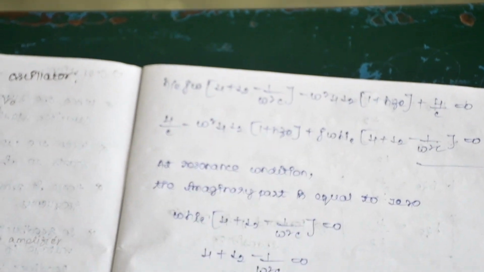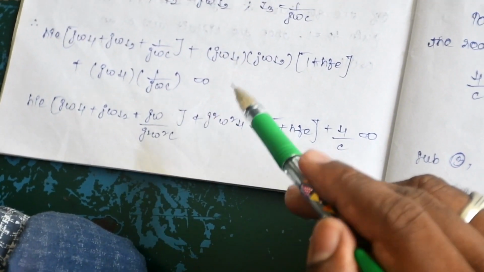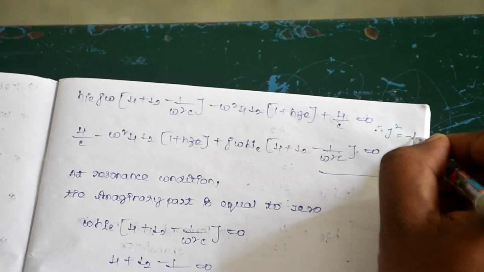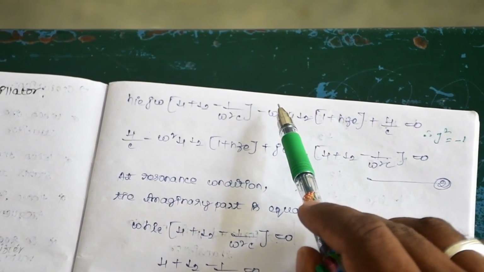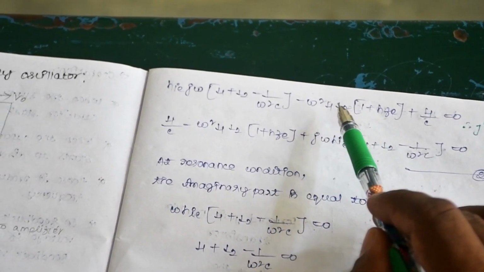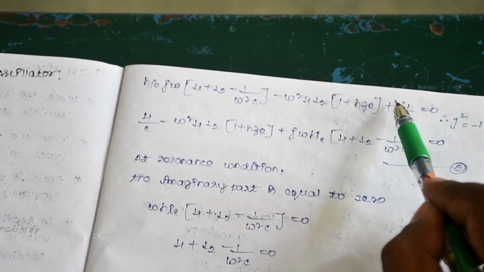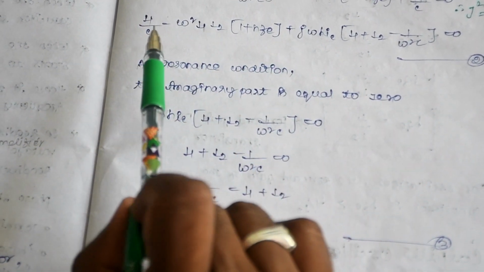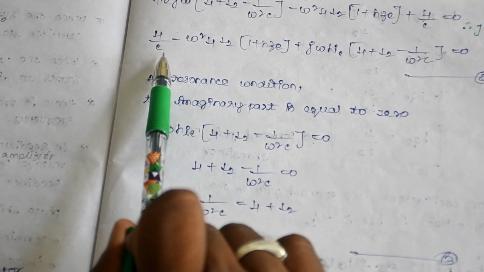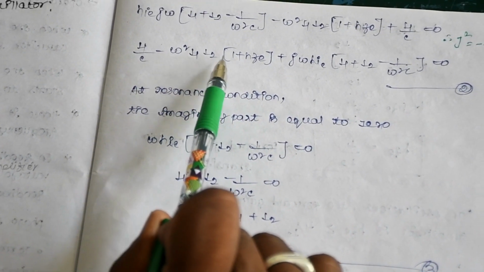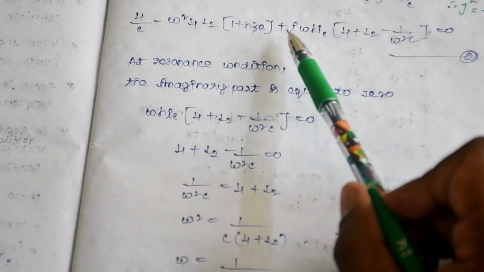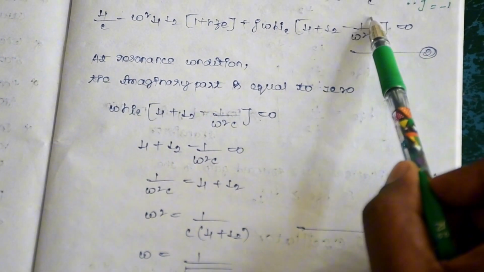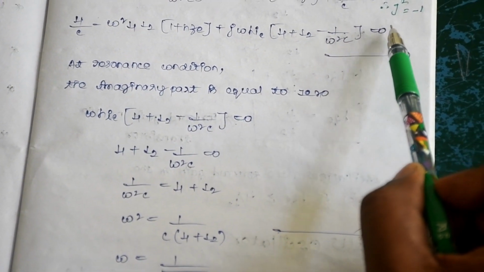So here this j², we know j² is equal to minus 1. So here we can change the j² value to minus 1. So omega² L1 L2 into (1 + hfe) plus L1 divided by C is equal to 0. So again we can rewrite it as L1 divided by C minus omega² L1 L2 into (1 + hfe) plus j omega hie into (L1 + L2) minus 1 divided by omega² C, which is equal to 0.